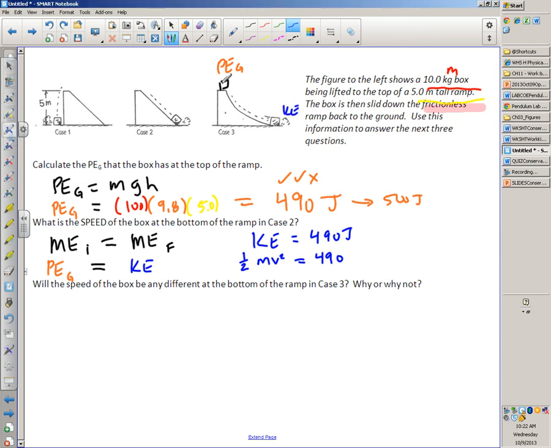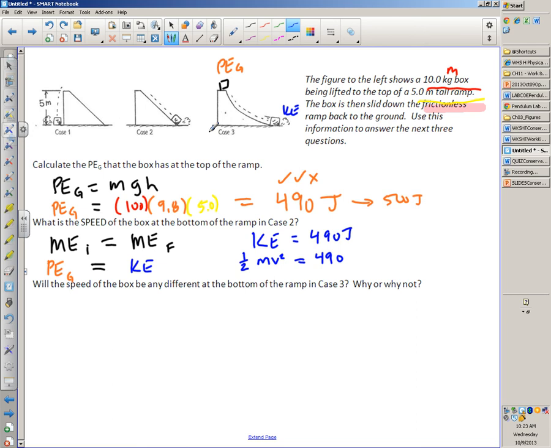Potential energy depends on height. Does it start at any different height in 3 than it does in 2? So it's still going to have this much potential energy up at the top. And if the ramp is frictionless, how much kinetic energy is it going to end up with at the bottom? Same amount, regardless of the fact that the ramp is turned. If it's frictionless, that doesn't matter. Same height, same speed at the bottom. Good there?